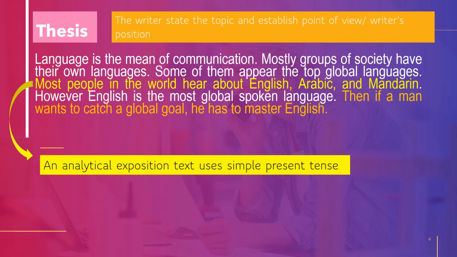So, this paragraph is called thesis, and in this paragraph, the sentence that presents the point of view of the writer is, then, if a man wants to catch a global goal, he has to master English.